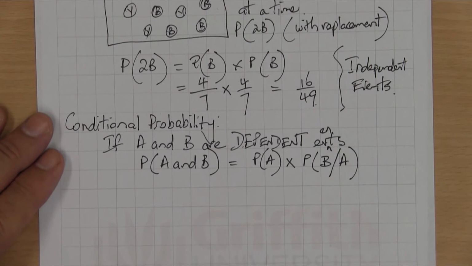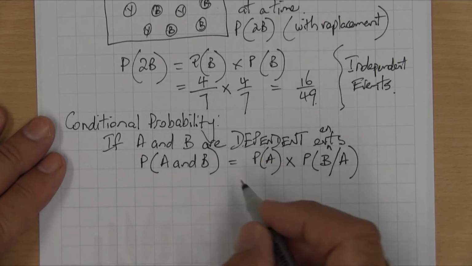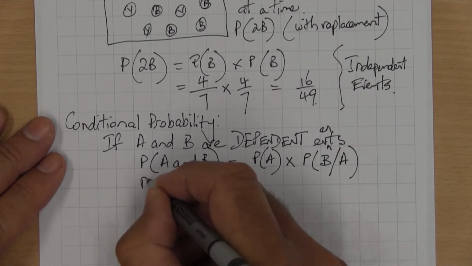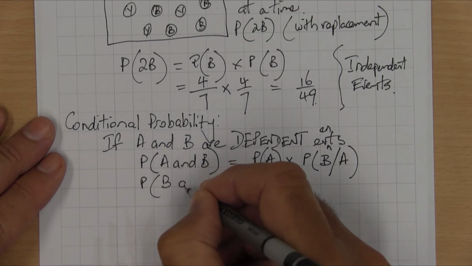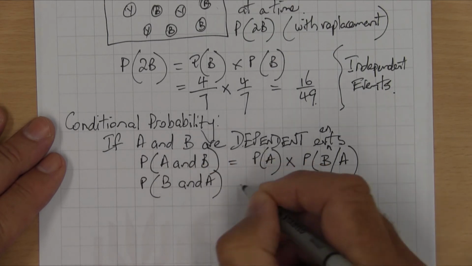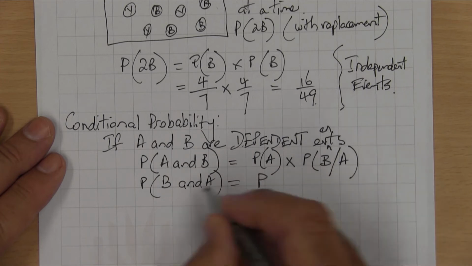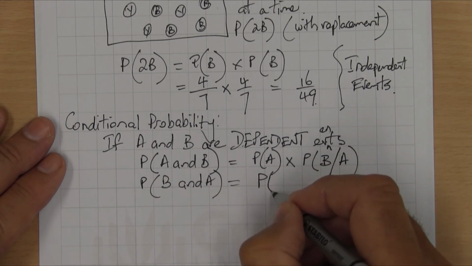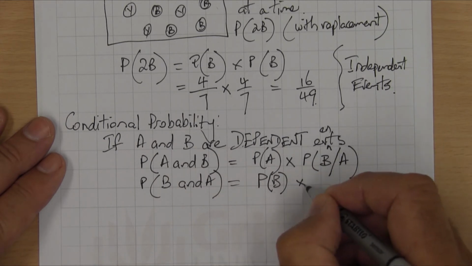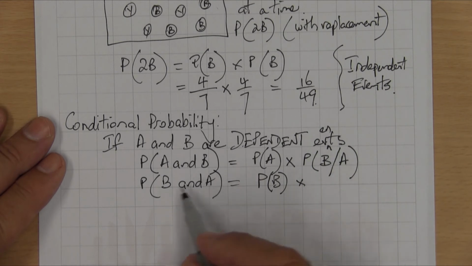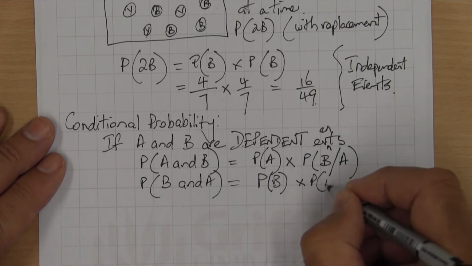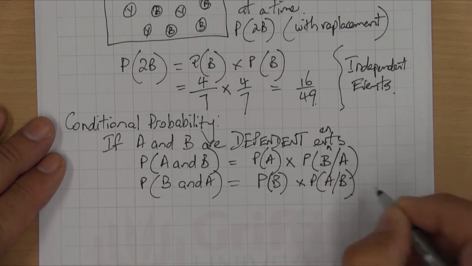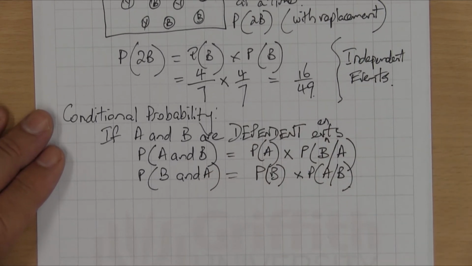Okay, if you turn these two around, you've got the probability of B and A both occurring equals the probability of B, this one goes first, times the probability of A given B. Okay, just another way of writing it there.